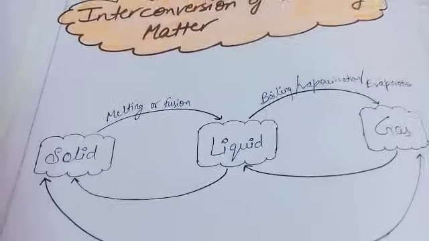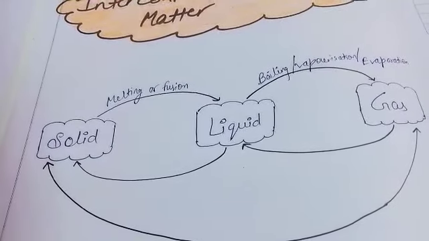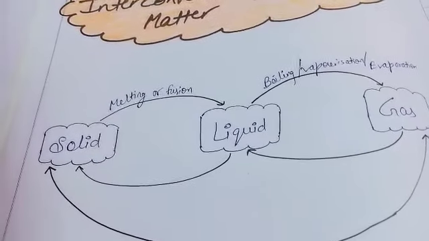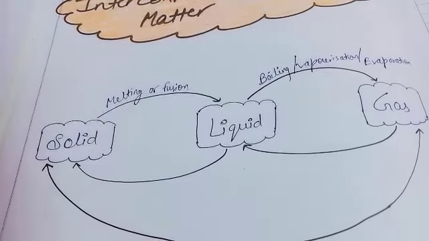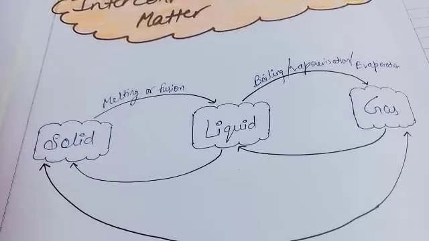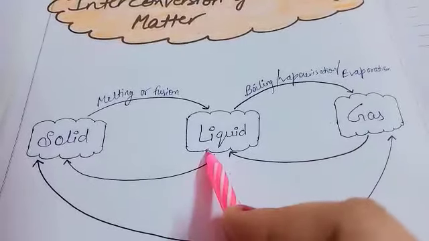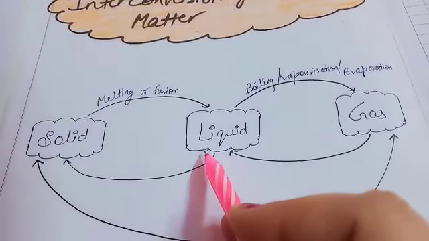The temperature at which liquid is converted into gas at atmospheric pressure is known as its boiling point. Now the third thing: gas is converted into liquid. So gas is also converted into liquid.